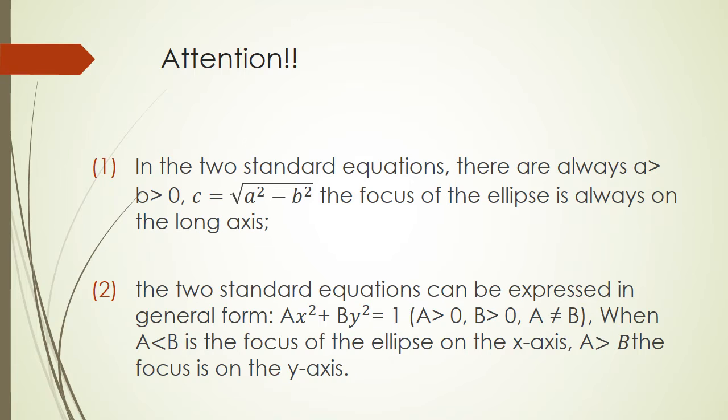And then, the two standard equations can be expressed in the general form Ax squared plus By squared equals 1, with A greater than 0, B greater than 0, and A not equal to B. When A is less than B, the focus of the ellipse is on the x-axis. When A is greater than B, the focus is on the y-axis.